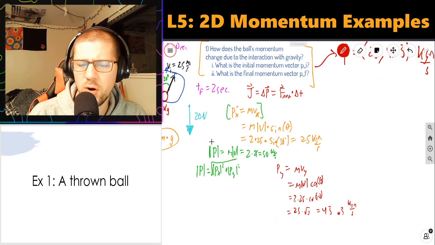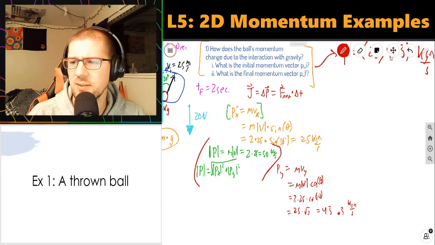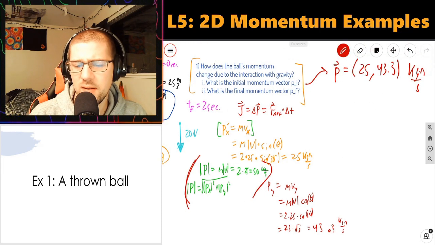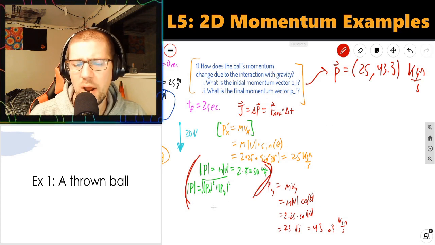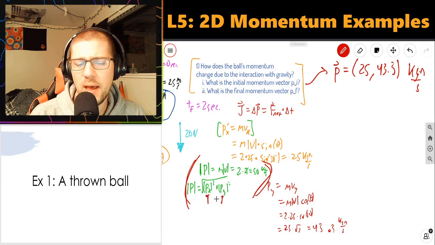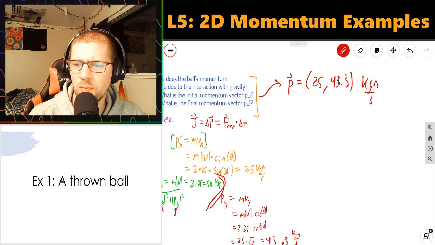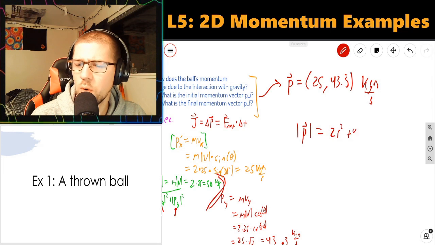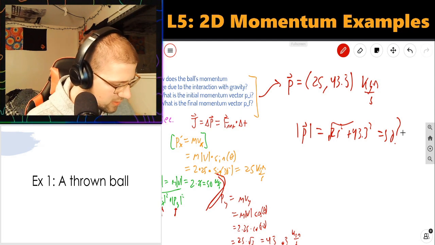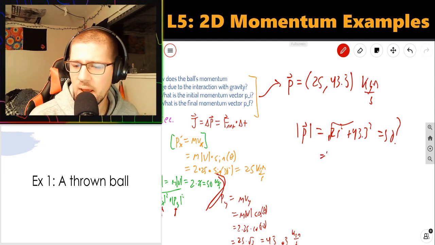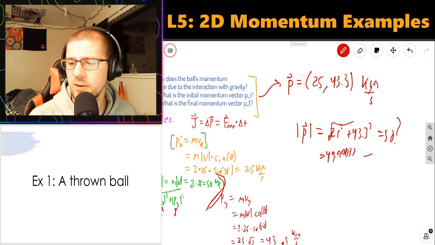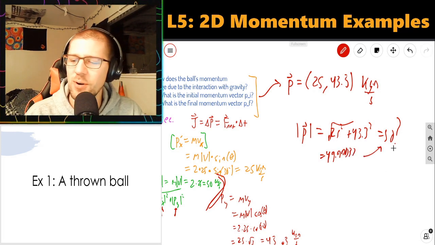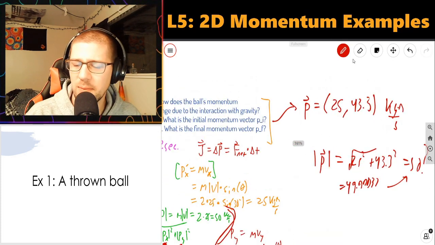Okay, now I mentioned this other method over here. Since there are two ways to get at the same answer, I can verify that this method gives me the same result. What I want is for px and py, when I square each of those, add them up, and square root them, to give me 50. So let's double check. Is 25 squared plus 43.3 squared, square rooted, 50? If I run the math, I get 49.99999, which is close enough because it's physics. All right, so this should be right. This is my initial momentum vector.